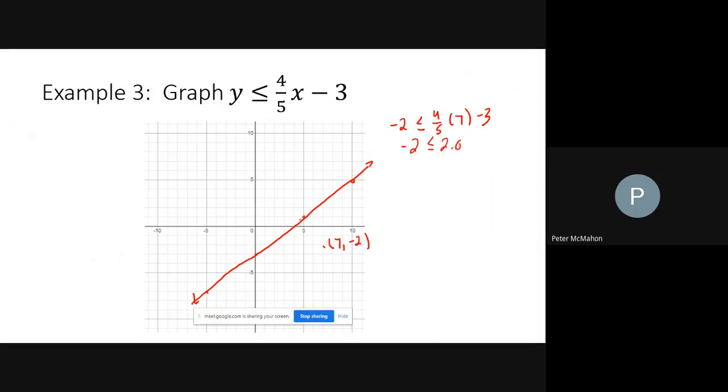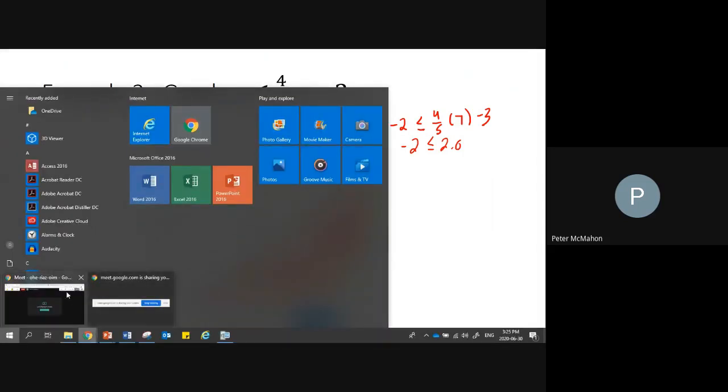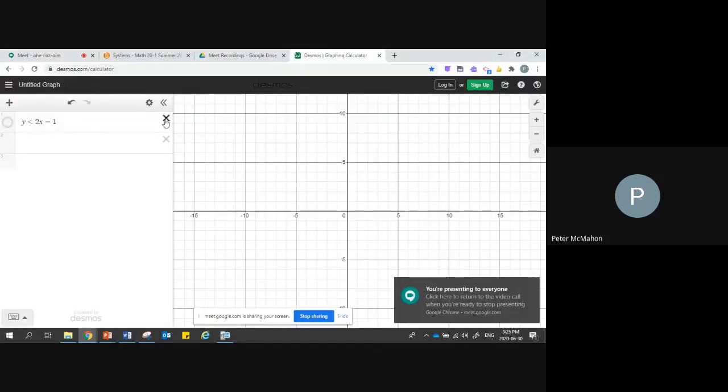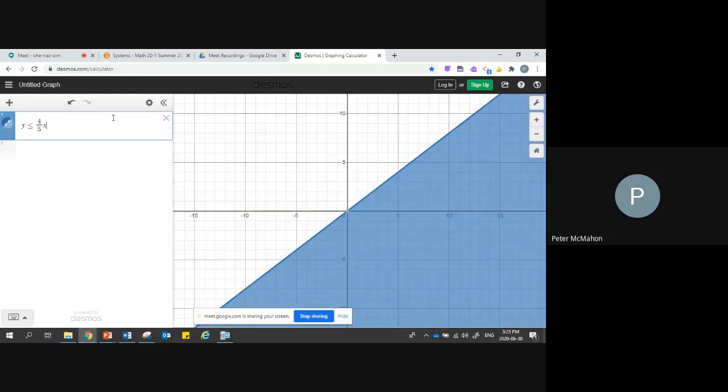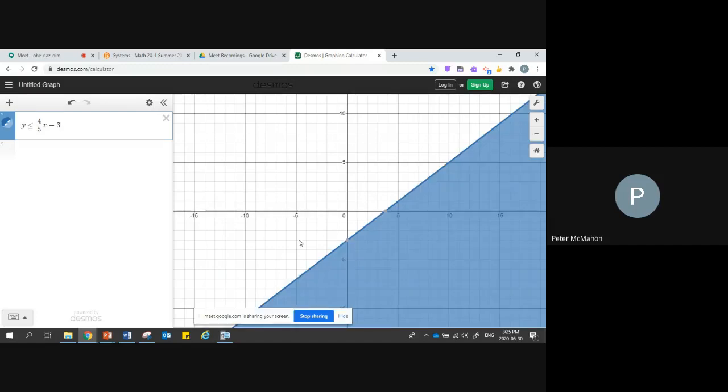Yes, it is. Now the point we're trying to get is we're saying that y is less than this line over here. So really what we're doing is we're counting everything that is shaded in below this line as well. I'm just going to quickly show what this is going to look like with my graphing program. If I go y is less than or equal to 4/5 x minus 3, well, here's the same line that we saw.